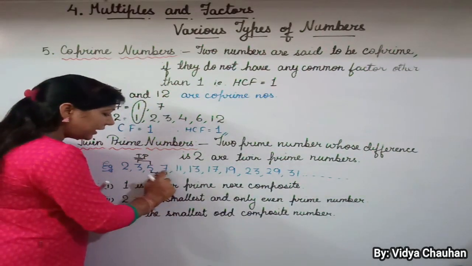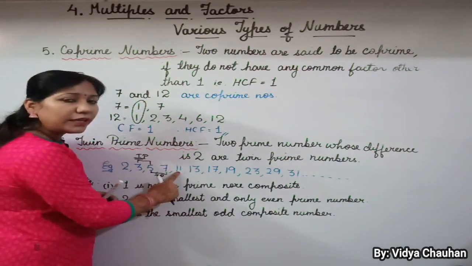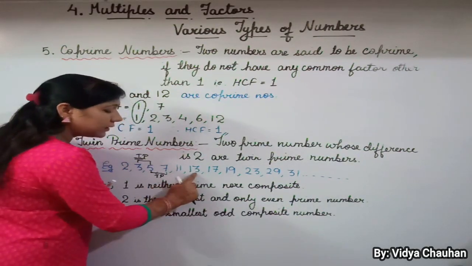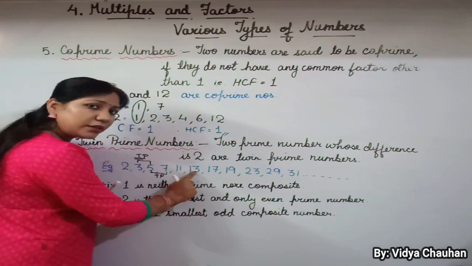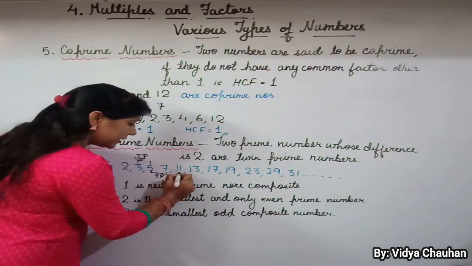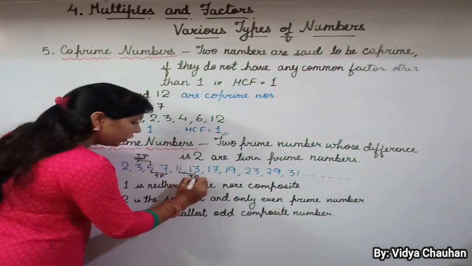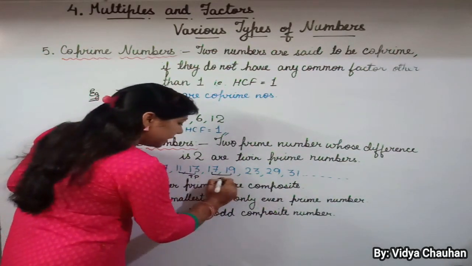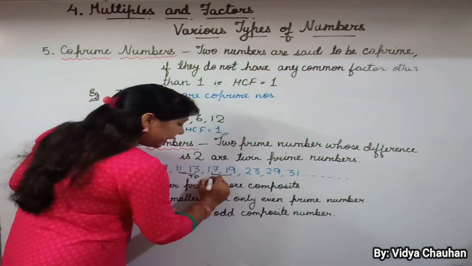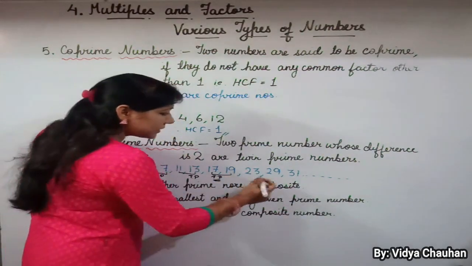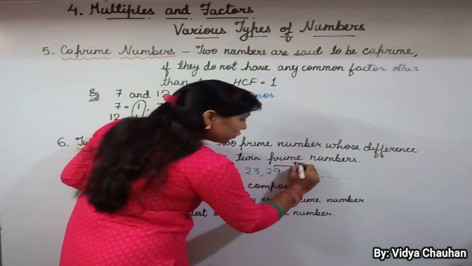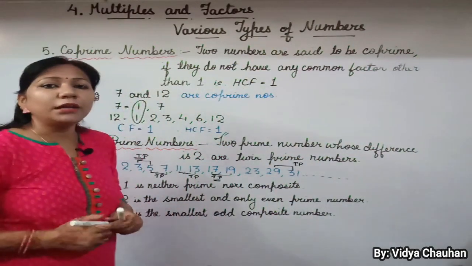Next coming 7 and 11. No, the difference between 7 and 11 is 4. Coming to the next group, 11 and 13. Is the difference between 11 and 13 2? Yes, so these two are also twin prime numbers. Similarly, you can see 17 and 19. They are also twin prime numbers. Then 29 and 31. The difference between these two is also 2, so these are also twin prime numbers.